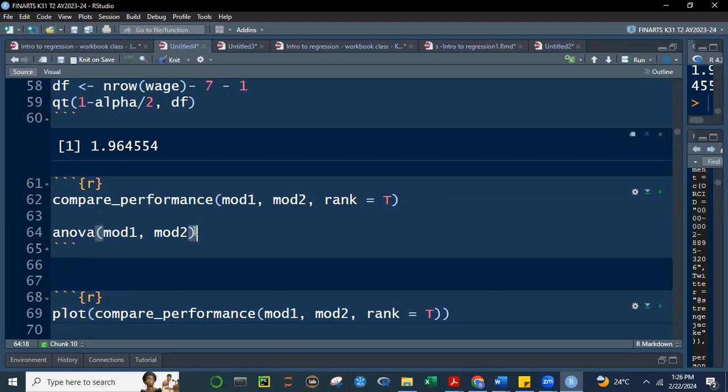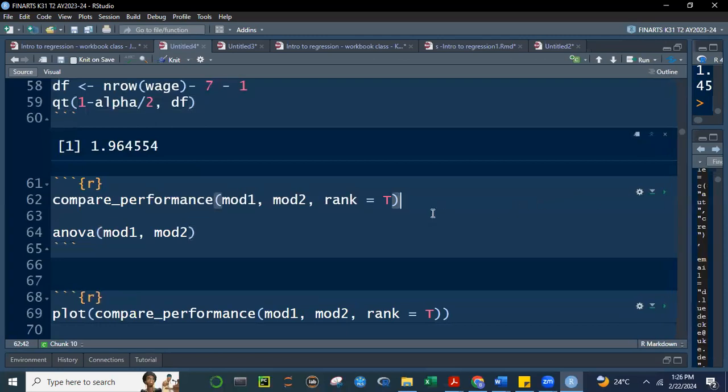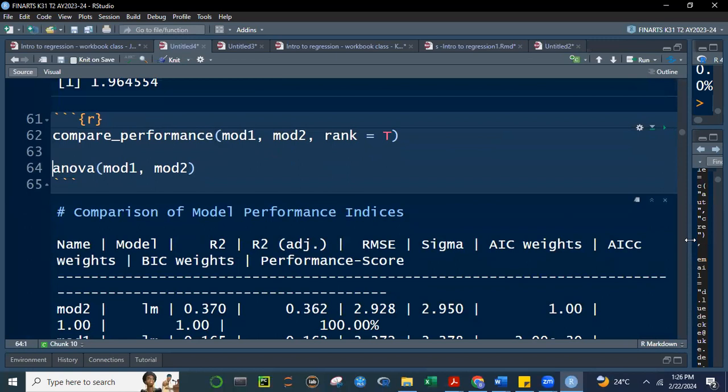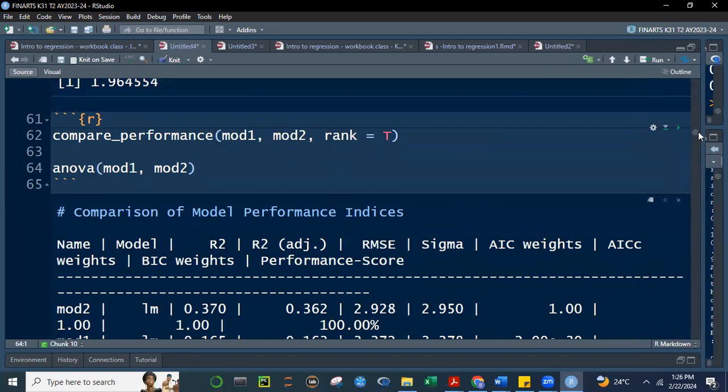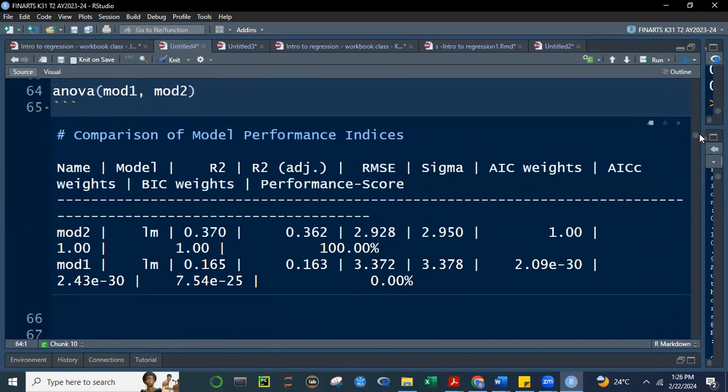So ANOVA we know already, but compare performance, class, model 1 and model 2, and then rank is equal to T. If you run this, it will generate this one. Hindi lang masyadong clear class yung table, no? So these are the parameters: name, model, R squared adjusted, RMSE is root mean square error, sigma, AIC weights, AIC corrected weights, and then BIC, and then performance score.